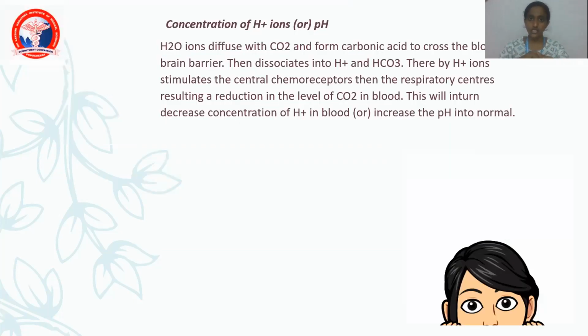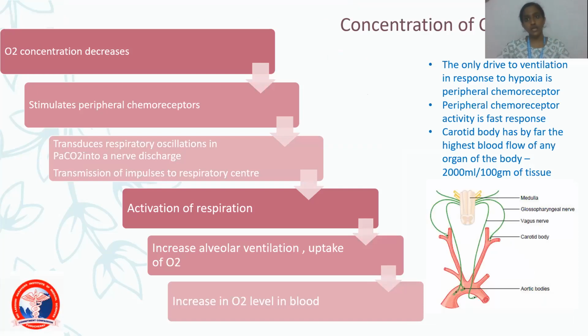So actually the concentration of H plus is the same as we saw in the previous slide. Similar mechanism only. Now when we come to oxygen, whenever our body faces hypoxia, the peripheral chemoreceptors will get stimulated. Carbon dioxide, most of its action will be at the central area, whereas hypoxia or oxygen involved mechanisms, the only response to hypoxia is from the peripheral chemoreceptors.